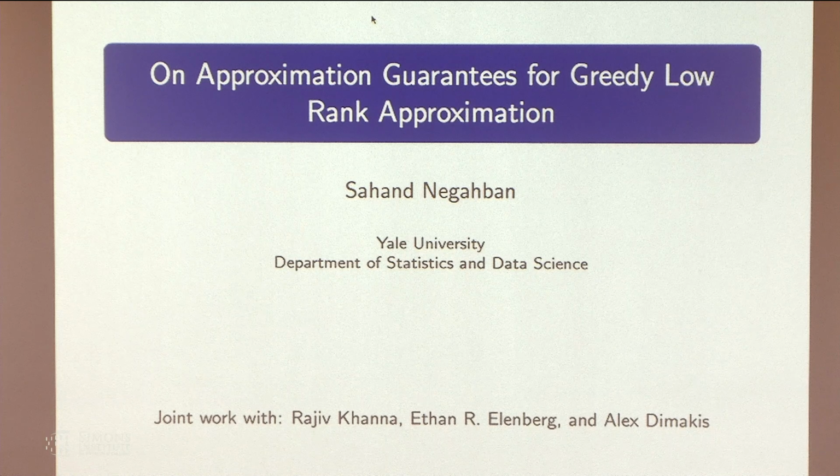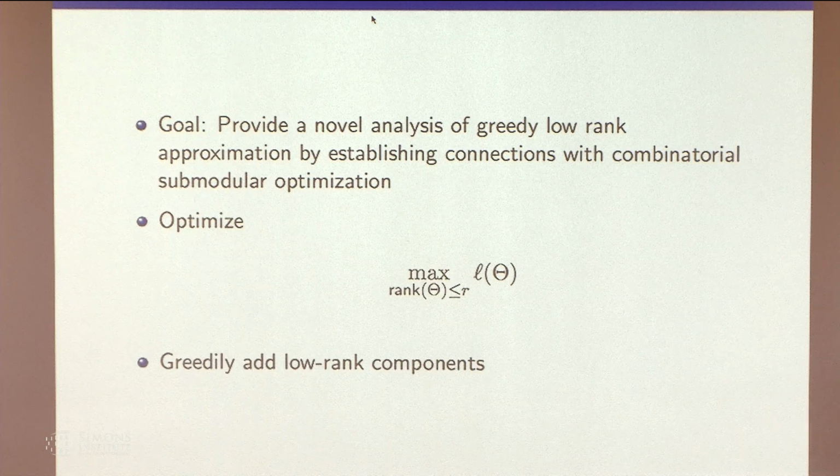So what I'm going to talk about is greedy low-rank matrix approximation problems. Our goal will be to establish new bounds for doing low-rank matrix approximation in a greedy way. We're going to do that by drawing connections with submodular optimization and taking ideas from that community in order to establish new approximation guarantees from the optimization perspective and the statistical perspective. All right, so our goal is to provide a novel analysis for greedy low-rank matrix approximation by establishing these connections with submodular optimization.